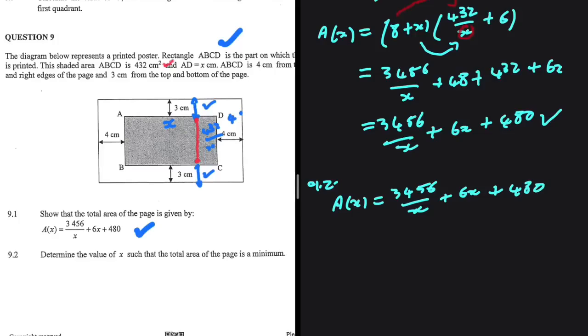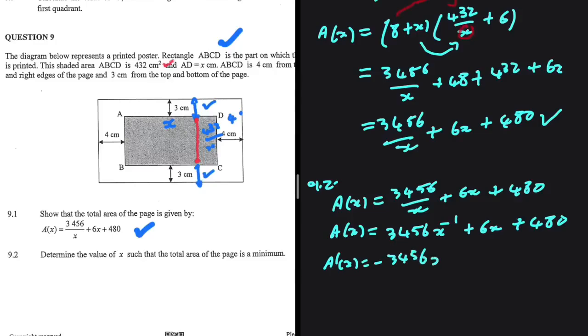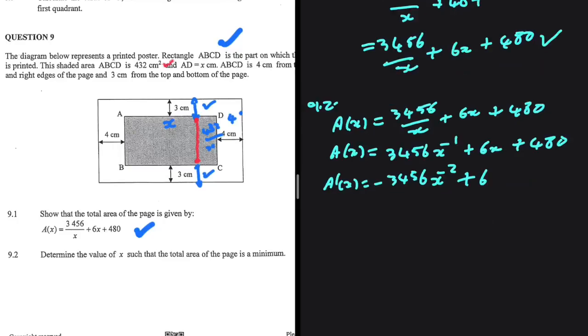But we can rewrite this, right? A of x will be equal to 3,456 x to the minus 1. That is the same as divided by x plus 6x plus 480. Let's go ahead and differentiate this using the power rule. We're going to have A prime of x being equal to minus 3,456 multiplied by x to the minus 2 plus 6. Let's now equate to 0.